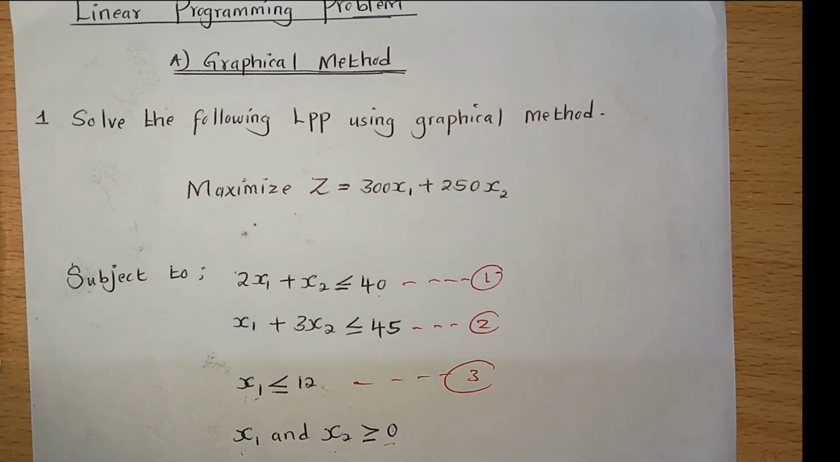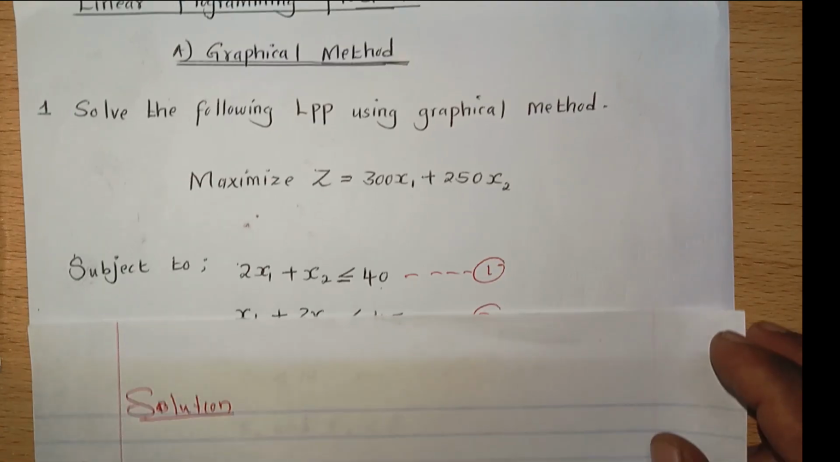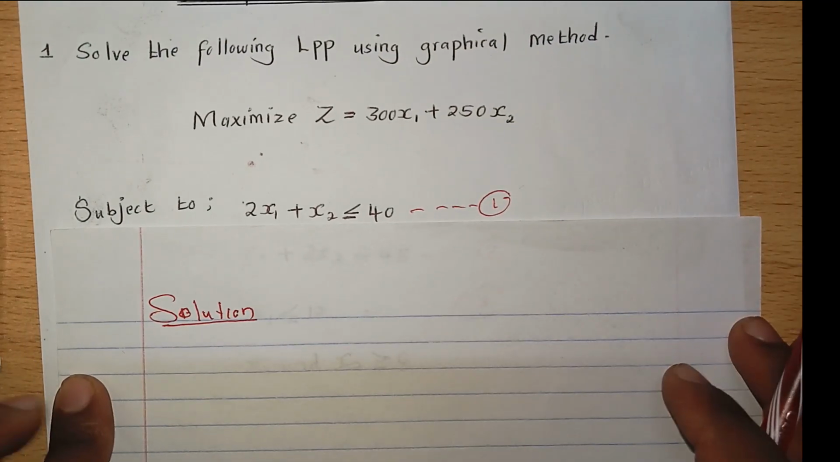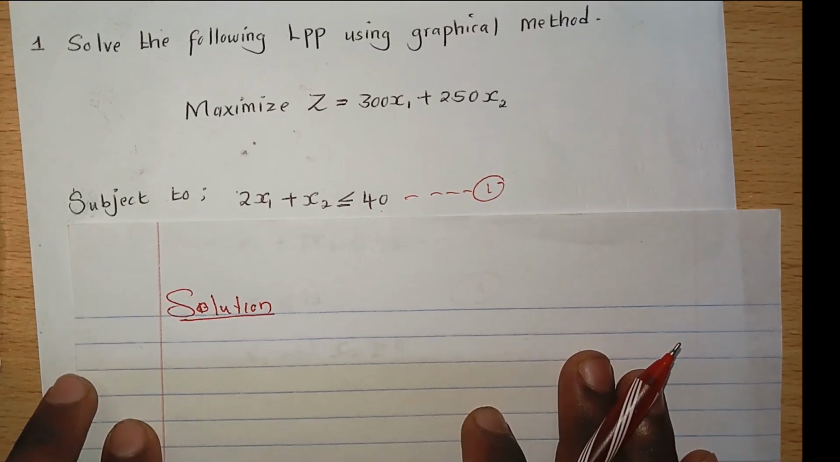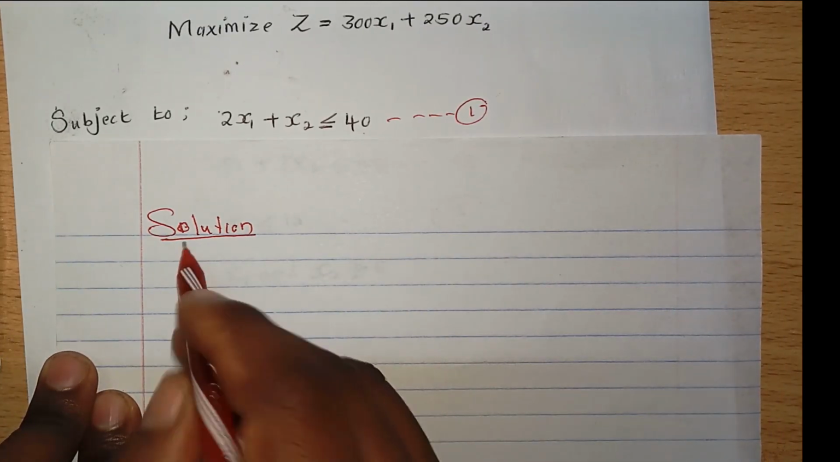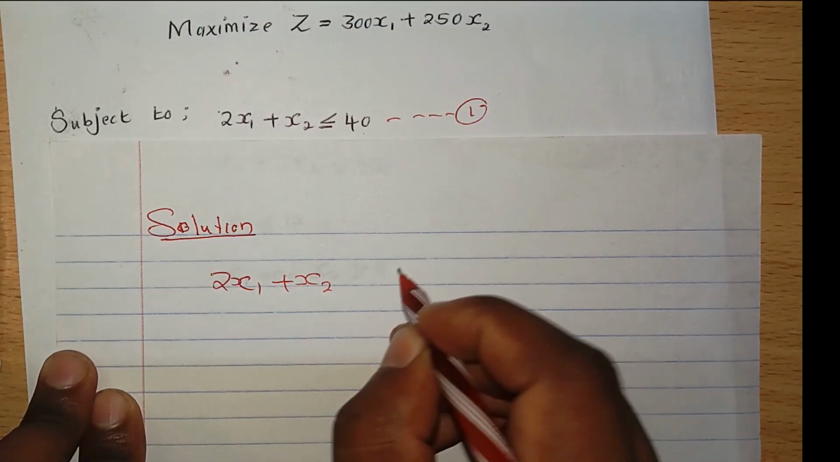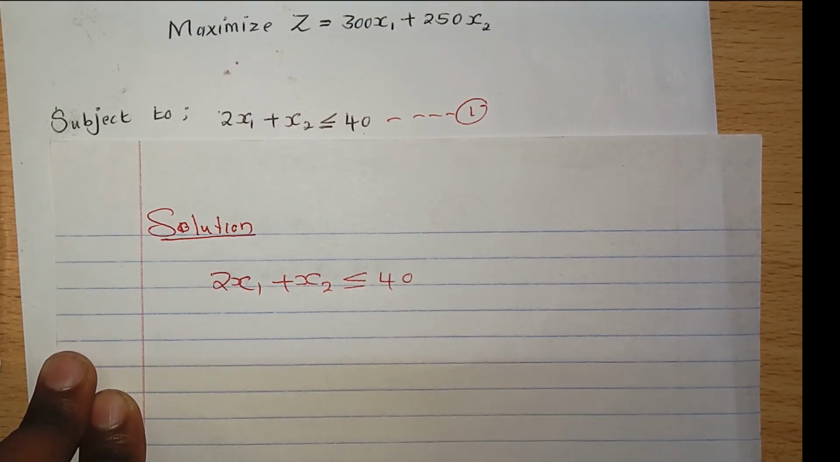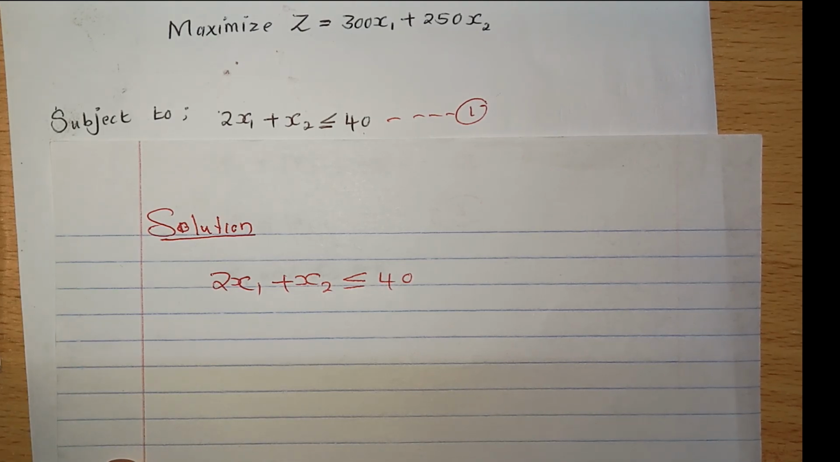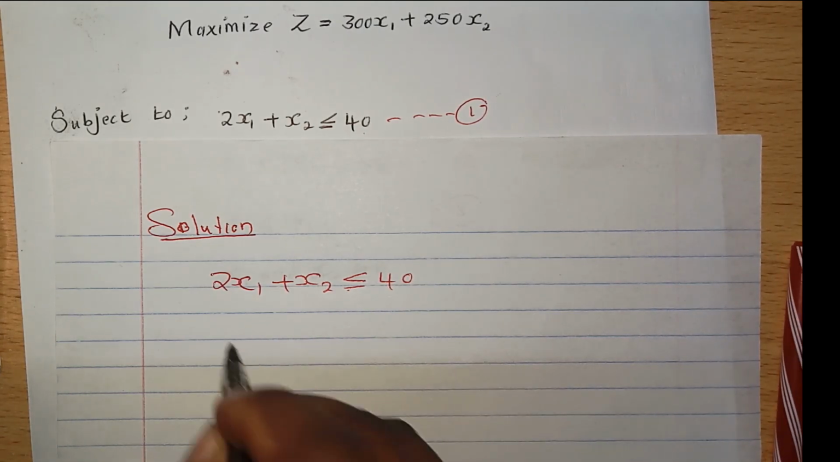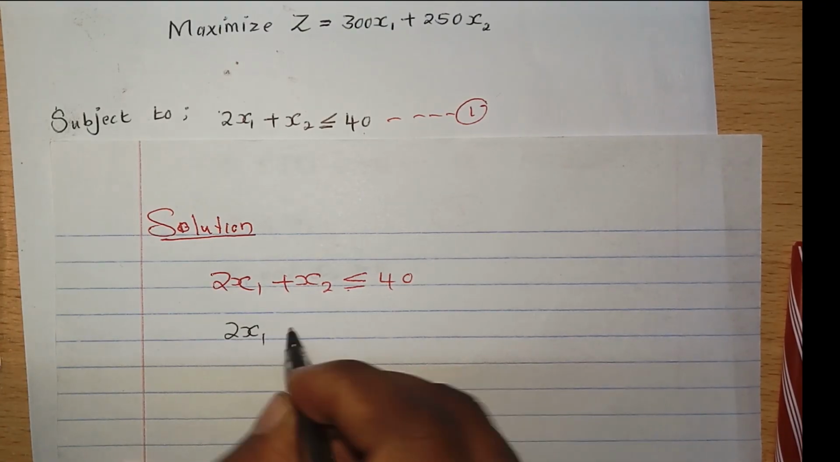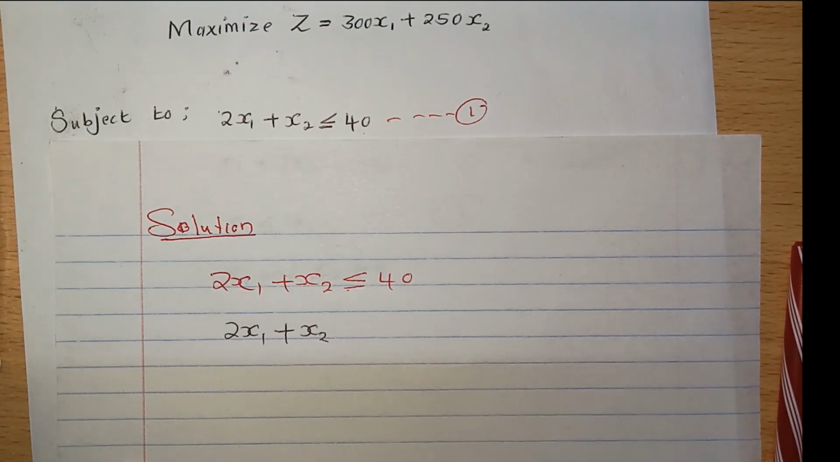Let us start with the first constraint. We have been given the first constraint as 2x1 plus x2 is less than or equal to 40. What you need to do is change this inequality to an equality. So you take 2x1, add x2, then equate to 40.